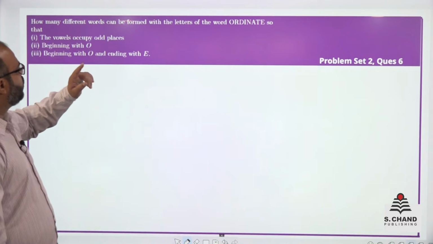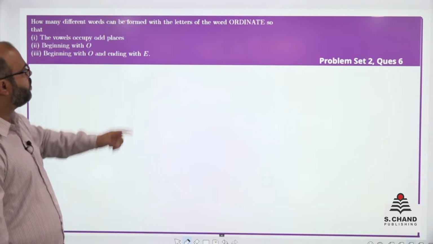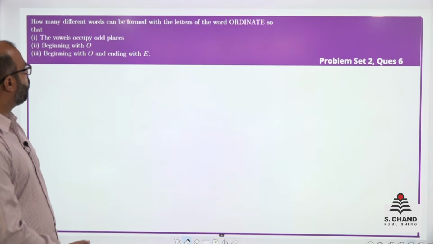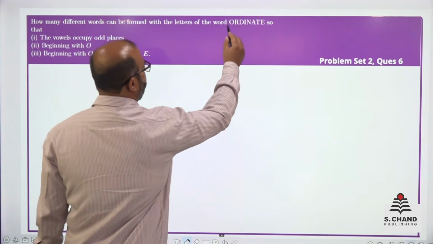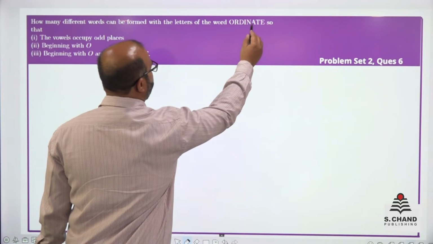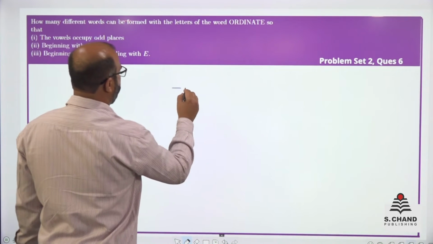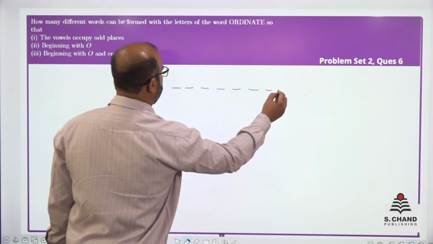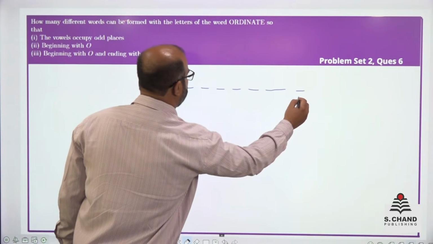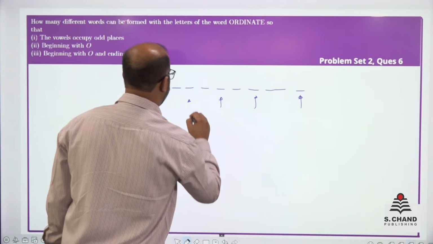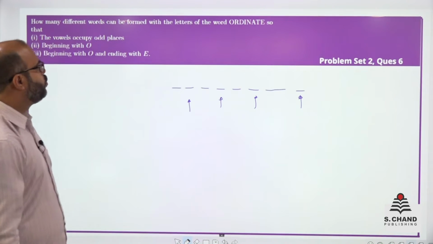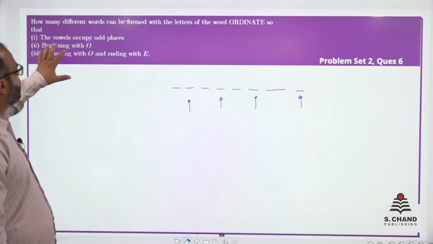How many different words can be formed with the letters of the word ORDINATE so that the vowels occupy odd places? So how many letters are there? 1, 2, 3, 4, 5, 6, 7, 8. So 8 places are there. And this is one odd place, this is the third place, this is the fifth place, this is the seventh place. Now you can occupy these odd places with vowels.